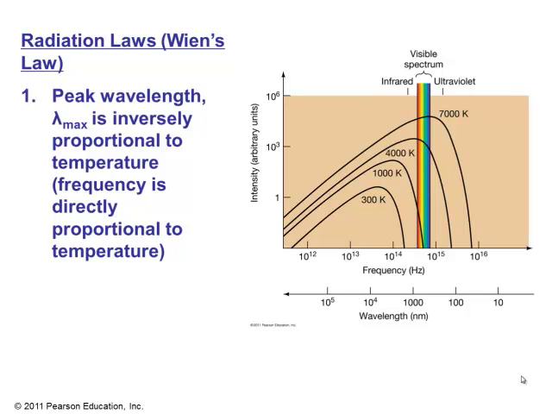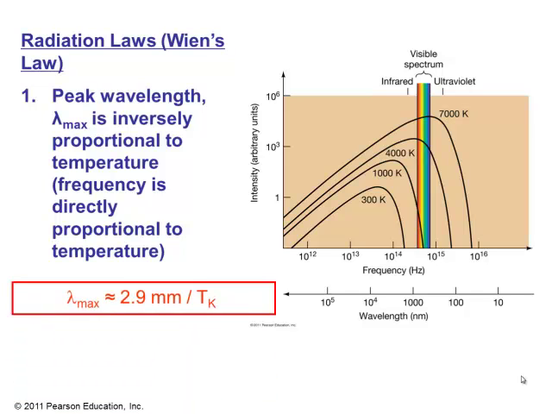Which brings me to two radiation laws. The first one is called Wien's law. This law says that the peak wavelength, or another way of putting it is the maximum wavelength, is inversely proportional to temperature. Notice how if you look on the x-axis towards the left, the wavelength is increasing. If you look towards the right, the frequency is increasing. So as the wavelength is increasing, what happens to the temperature? Well, the temperature, according to this graph, will be decreasing.